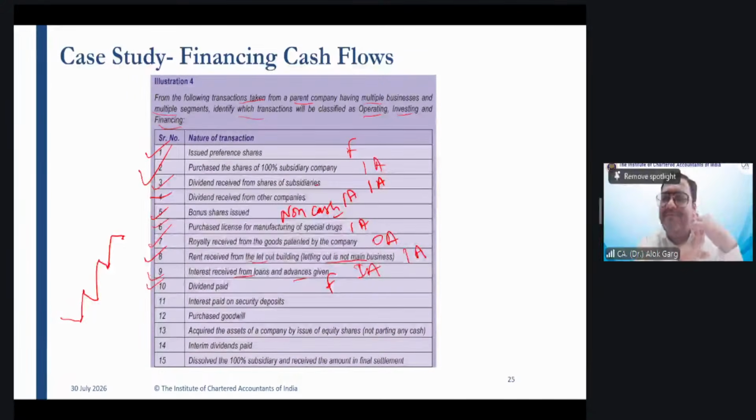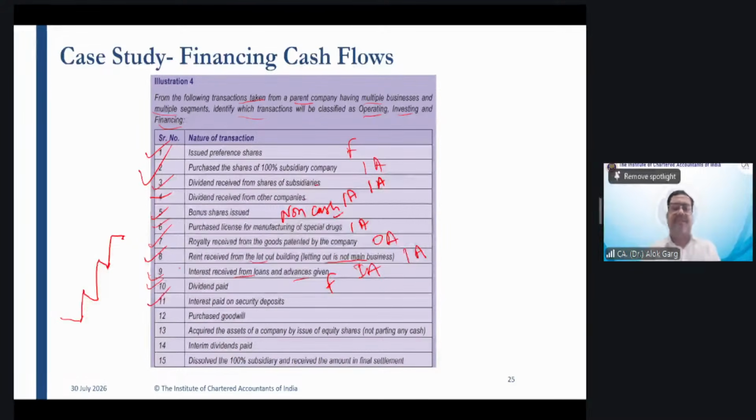You are absolutely right, Manoj. It will still be the same. Even for a banker, this is equity share capital, so this is a capital structure. Dividend paid to shareholders will always be a financing activity. It doesn't matter whether it is a bank or non-bank, it will always be a financing activity.